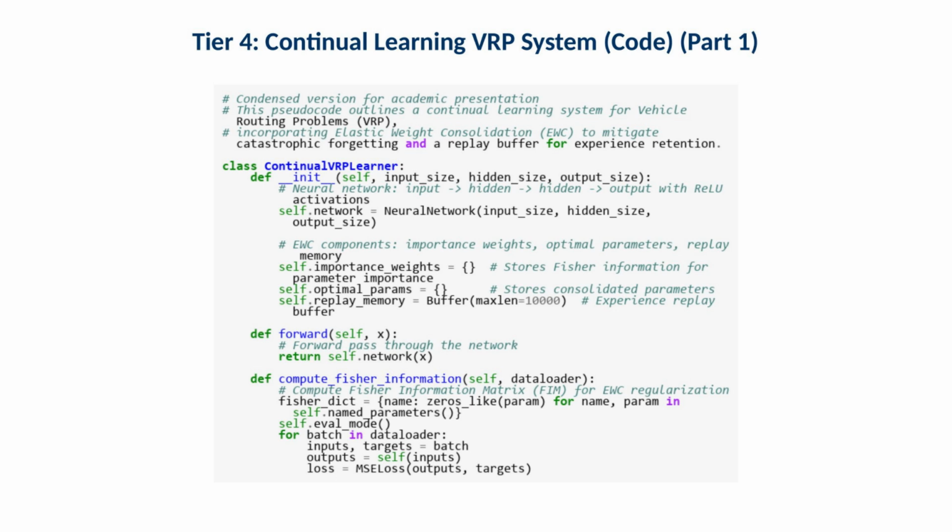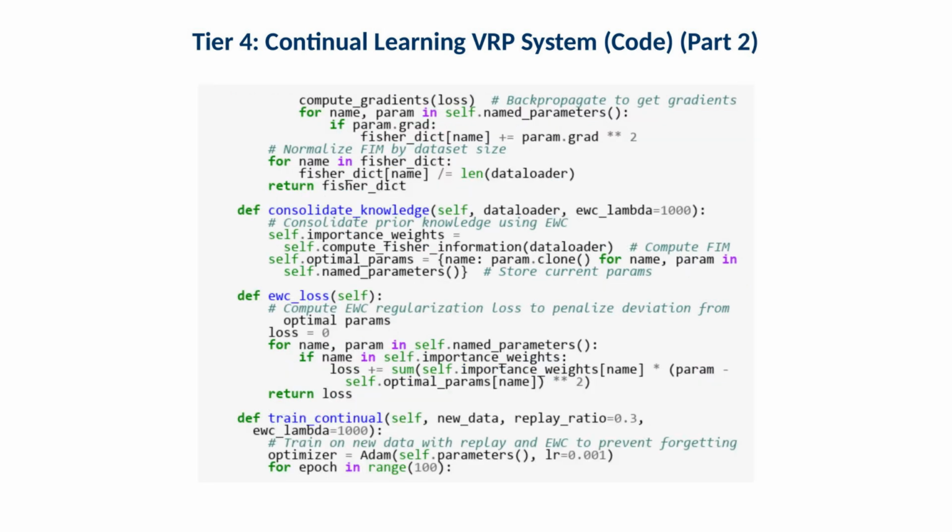In this part, we move from the idea to the mechanics of the implementation. Key functions in this chunk include consolidate knowledge, EWC loss, and train continual. This part is especially about loss computation, gradient updates, and experience replay.